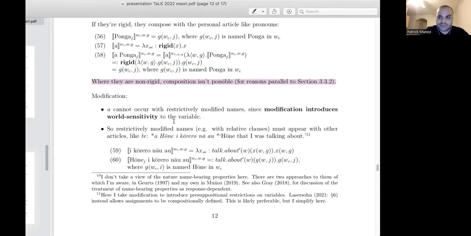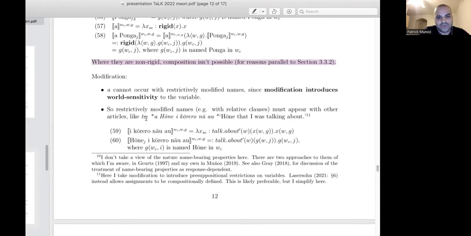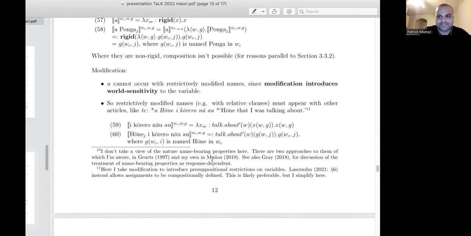So one reason this is interesting is because it gives us a semantic explanation for why restrictive modification voids personal marking. Namely, modification introduces world sensitivity, right? Because modification has predicates in it that are, or the equivalent of predicates that are modally non-rigid. So if you modify hone with a relative clause like ikorero nao ao, you can't get a in front of that because the variable is no longer rigid. Even if hone was, the entire thing will be non-rigid due to the contribution of the relative clause.